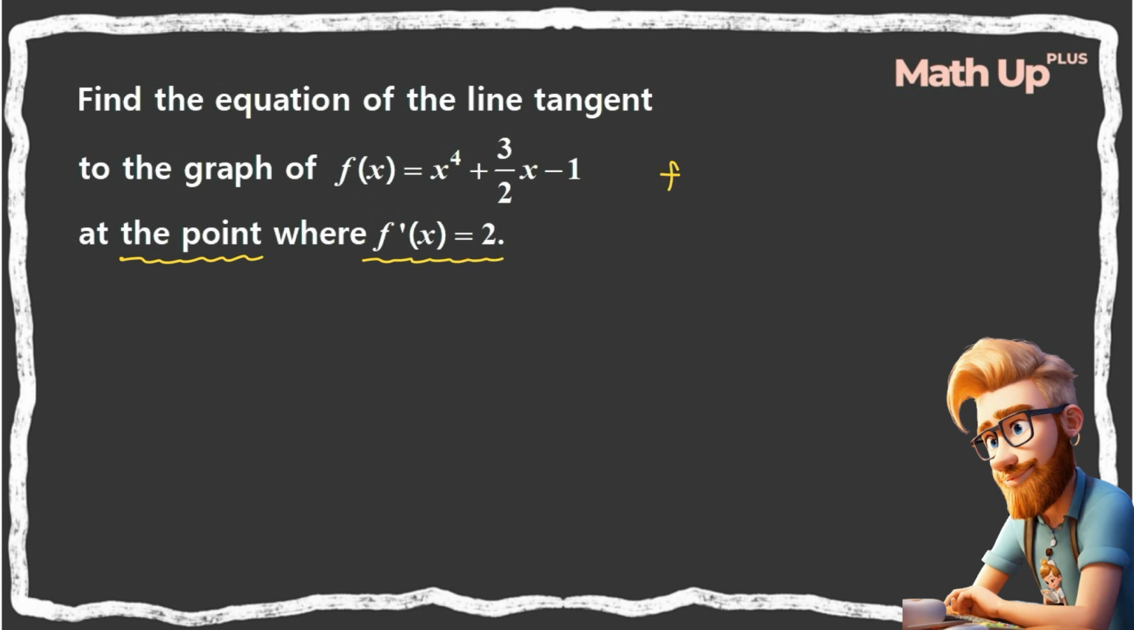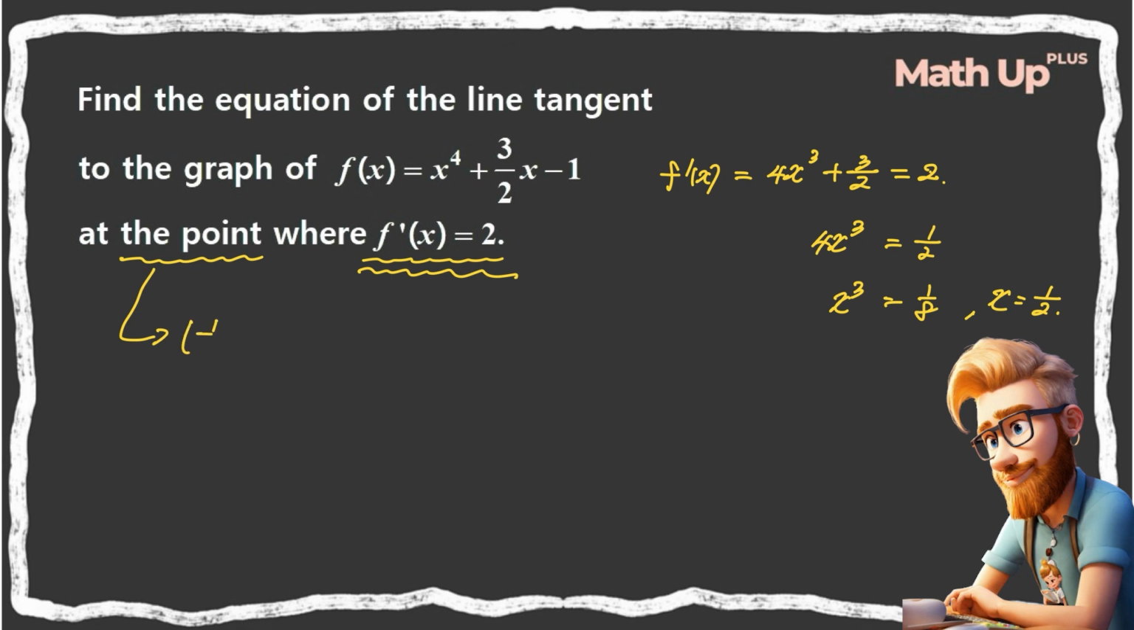If we find the derivative of f of x, that is equal to 4x cubed plus 3 over 2. And set that equal to 2, then 4x cubed is equal to 2 minus 3 over 2, that's 1/2. x cubed is 1 over 8, then x is 1/2. So the point where f prime of x is equal to 2 is 1/2, comma f of 1/2.